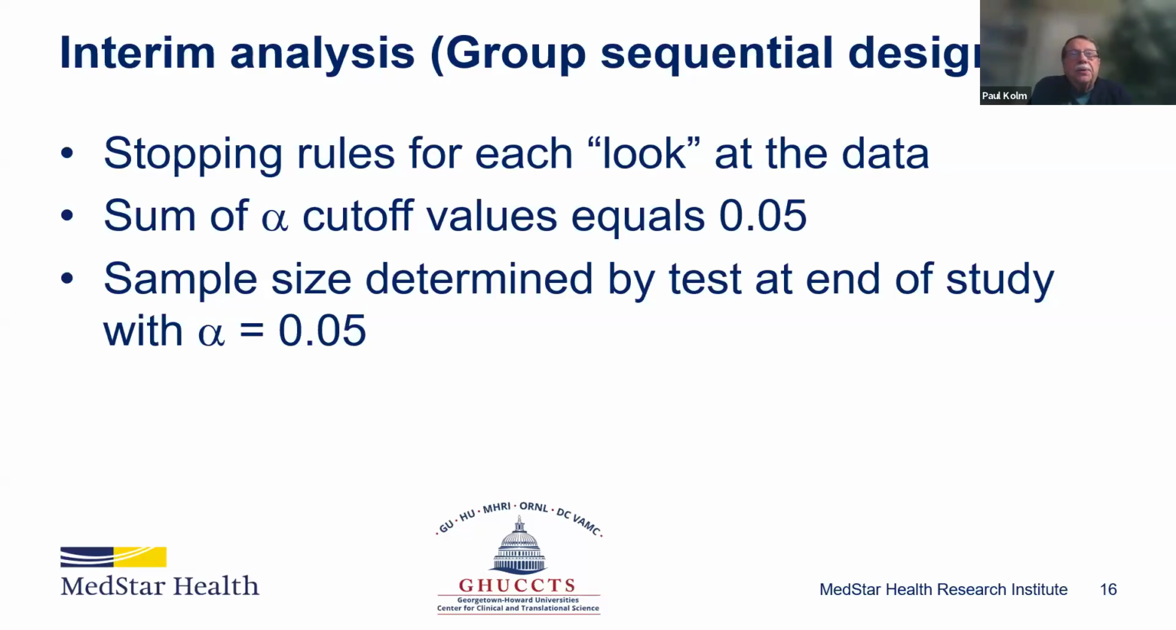And then the sample size, actually we can use the group sequential design to calculate sample size, but typically the way that it's done is you determine your sample size based on the test and the difference you want to see at the end of the study with an alpha error rate of say 0.05. In other words, if you were doing just one test at the end of the study, what would your sample size be given your alpha error rate?